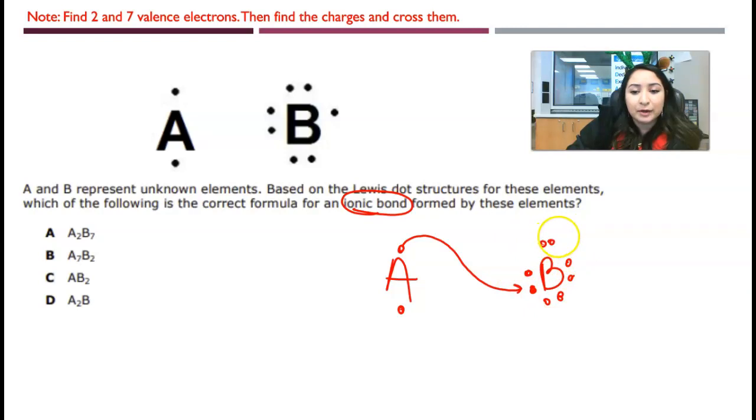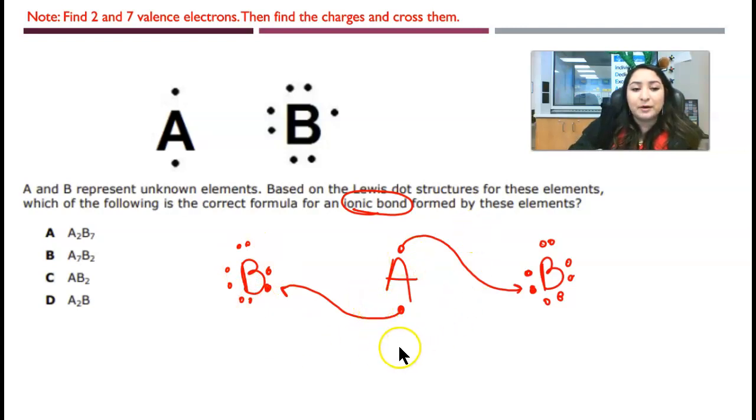So which one do I need more? Do I need another A? No, because if I add another A, I'm going to have 2 more electrons. But if I add 1 more B, which has 7, can't this electron go over here to the B? Yeah, that way that electron goes over here, and now B has its full 8.